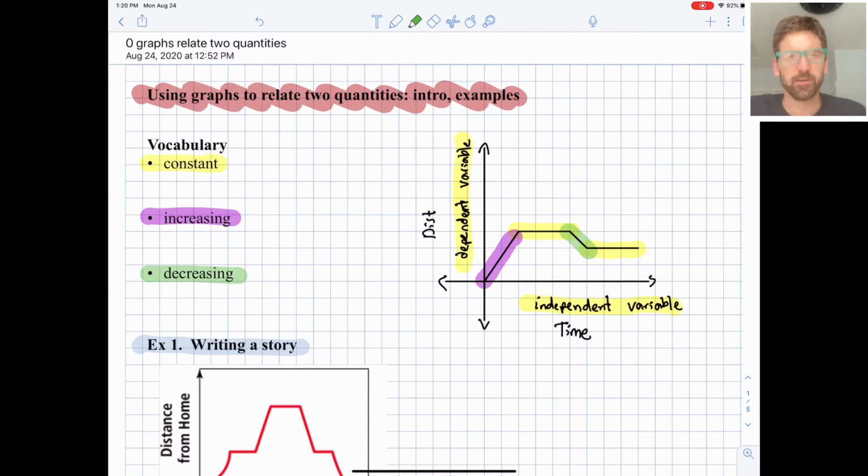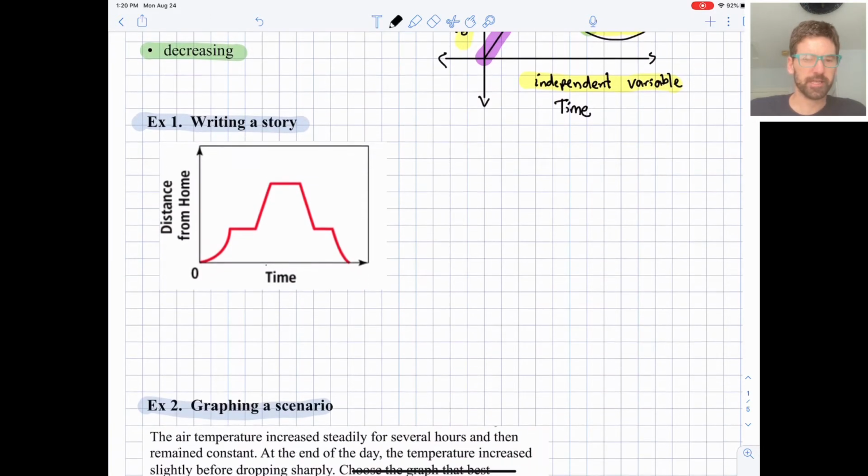So we'll be doing quite a few graphs like this today, thinking about whether an object is moving away, moving towards you, is it stopped? What's going on with its distance, and maybe what's going on with its speed. I hope you can tell that in these two zones right here, the object is not moving. It's stopped because its distance isn't changing. Okay?